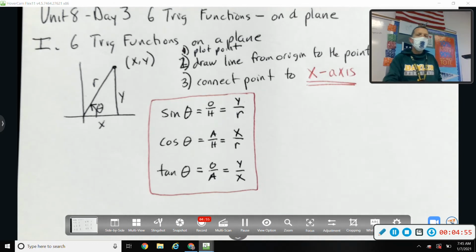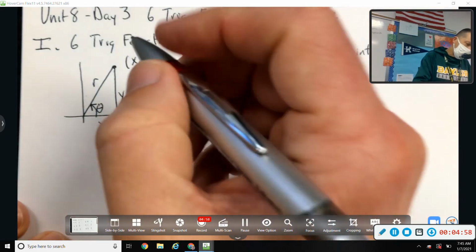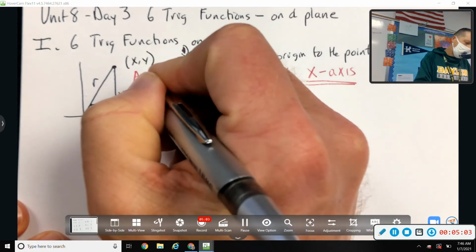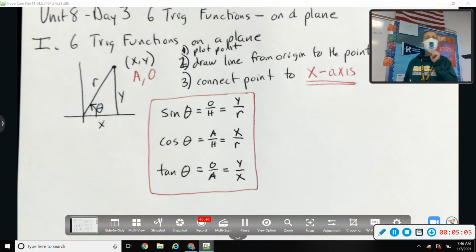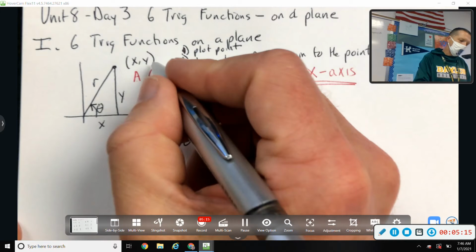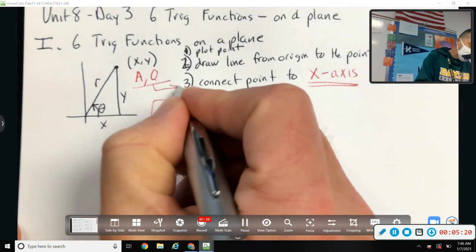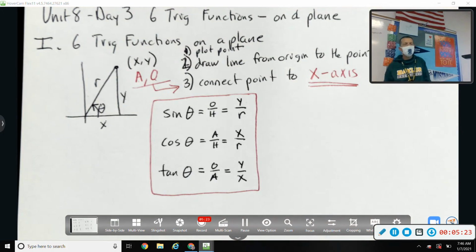Another way to think of it is that x is always the adjacent side, and y is always the opposite side. That's easy to remember because x comes before y and a comes before o, so alphabetically, you shouldn't get them confused. X is always adjacent, y is always opposite, as long as you connected your point to the x-axis. If you connect it to the y-axis, you're going to get those backwards, you're going to miss everything. So connect the point to the x-axis.